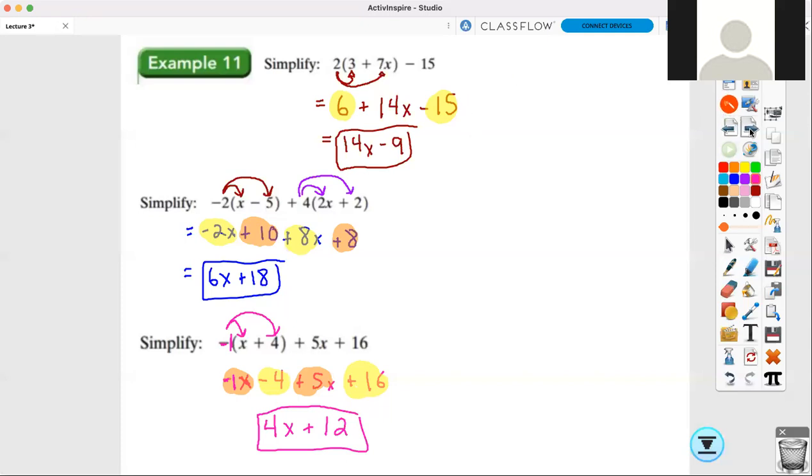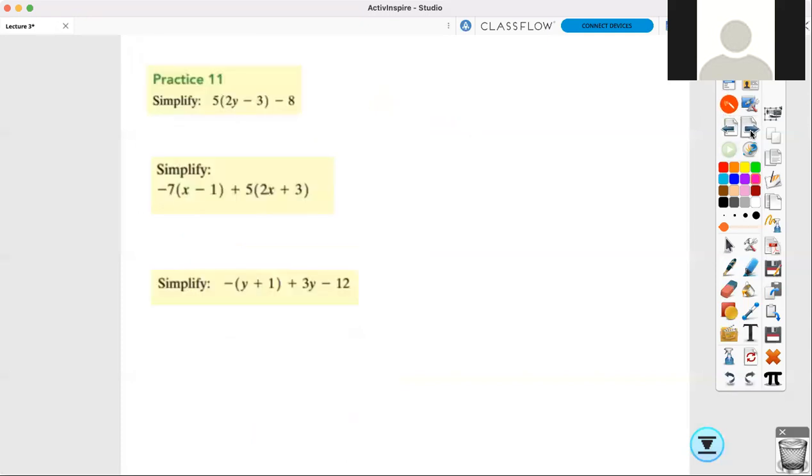So let's see. Enough talking. Show me how you do with these practice problems. Show me your understanding and show me that it's making sense. Good luck. I'm gonna go ahead and give you 5 minutes on this one. Let's see how you do. Good luck.